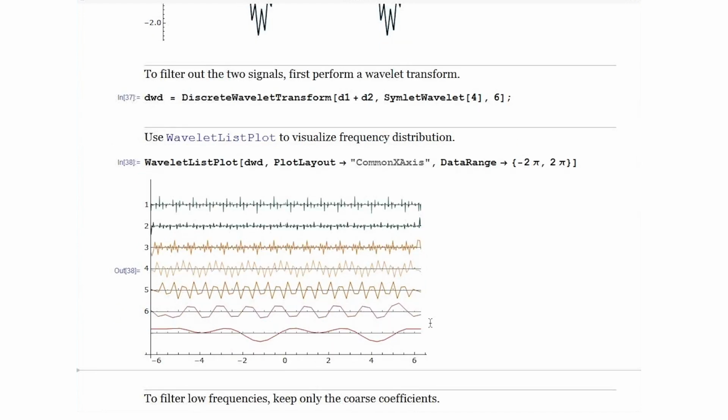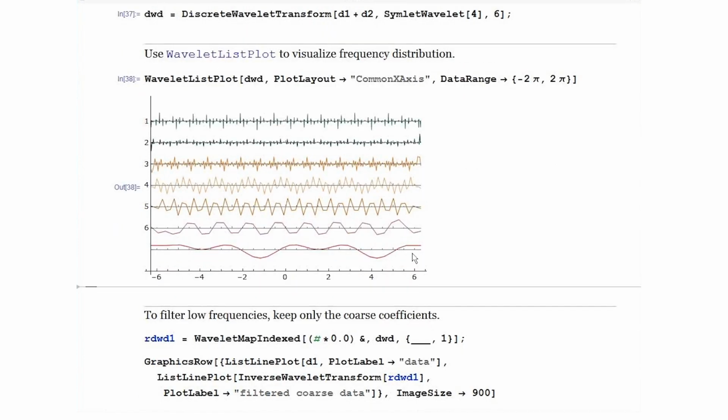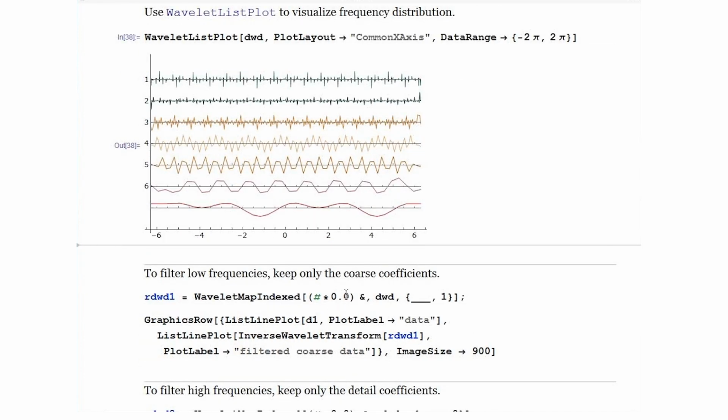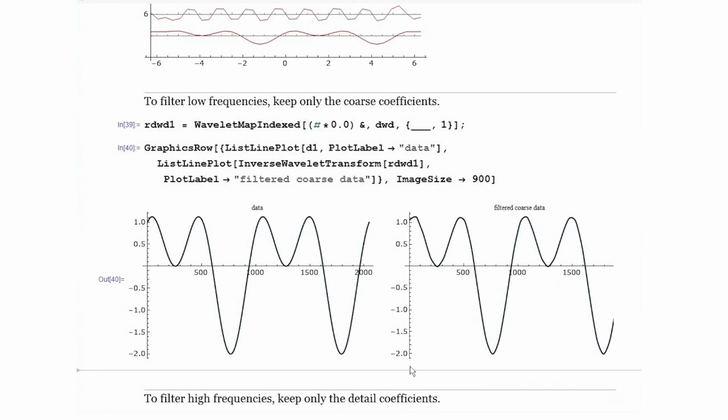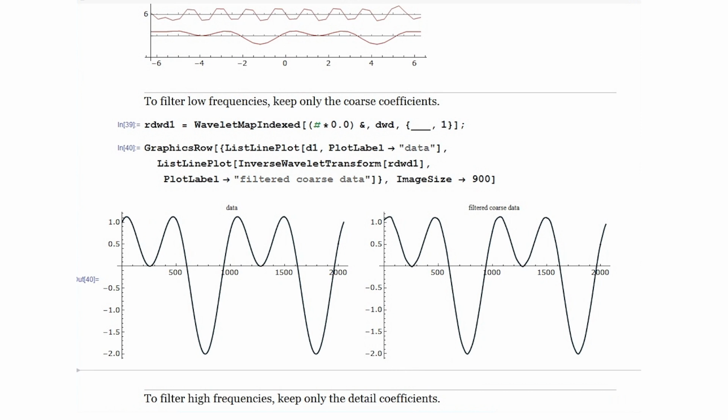So in order to keep just the low frequency content, we can then essentially only keep the coarse coefficients. Using wavelet map indexed, I can multiply all the detail coefficients with 0 and basically eliminate them, and this results in a modified wavelet transform, which, when I take the inverse transform of it, gives me back the following signal. On the left you see the data, on the right you see the data that was filtered. So this is the original and this is the filtered data.